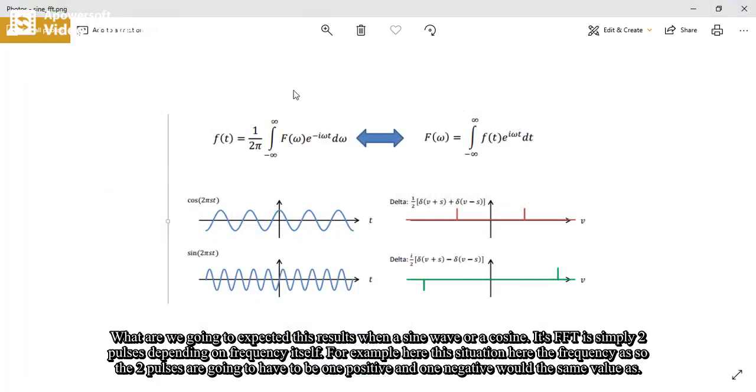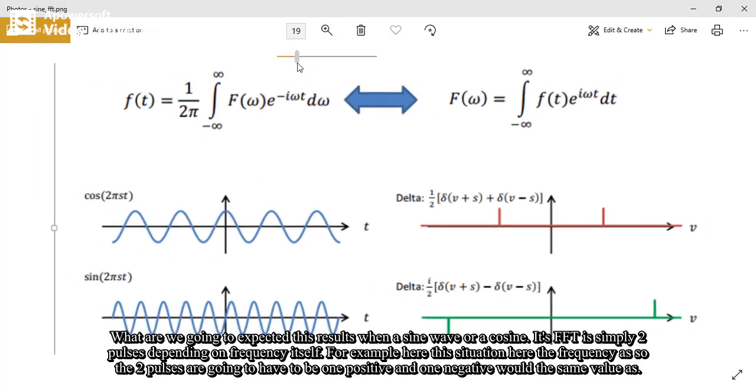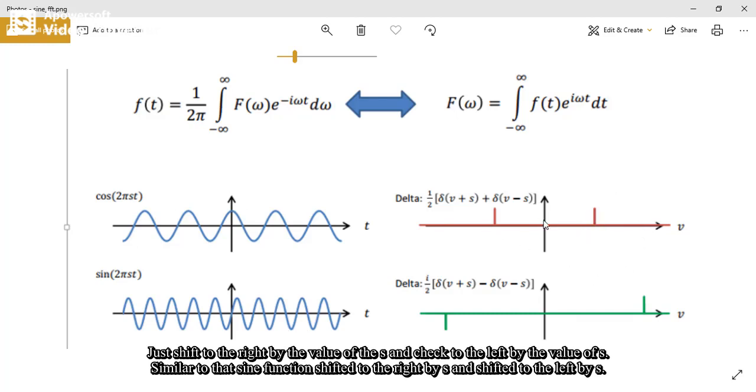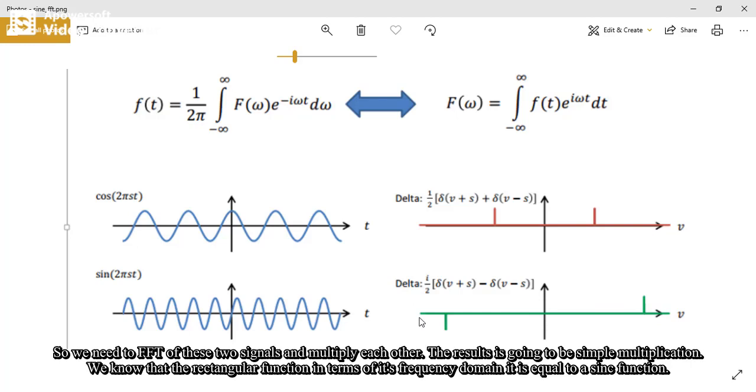Well, a sine wave or a cosine, its Fourier transform is simply two pulses depending on the frequency itself. For example, in this situation here, the frequency is S. So the two pulses are going to have the same value of S, one positive, one negative, just shifted to the right by the value of S and shifted to the left by the value of S. Similar to the sine function, shifted to the right by S and shifted to the left by S. So when we take the Fourier transform of these two signals and we multiply them to each other, the result is going to be simple multiplication.